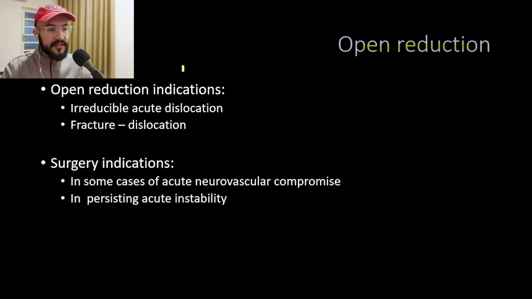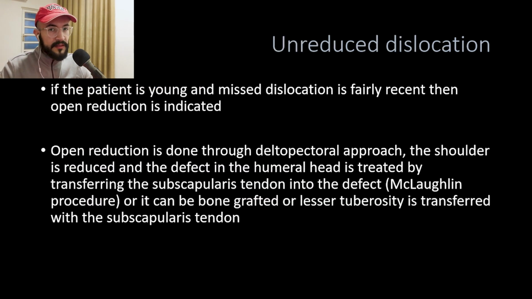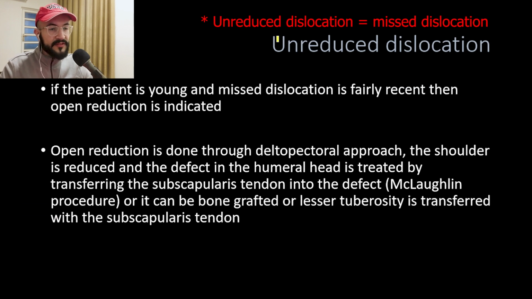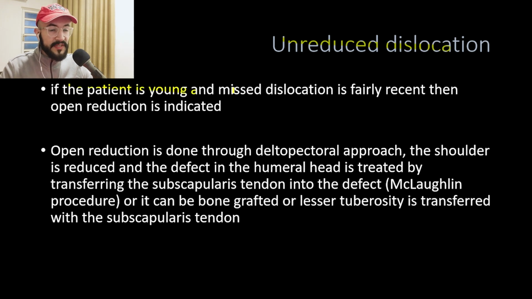Regarding open reduction, open reduction is indicated if there is irreducible acute dislocation, so it did not reduce by the closed reduction, so now we use the open reduction to reduce it, or if there is a fracture associated with the dislocation. Now surgery is indicated in some cases of acute neurovascular compromise, and surgery is also indicated in persisting acute instability.